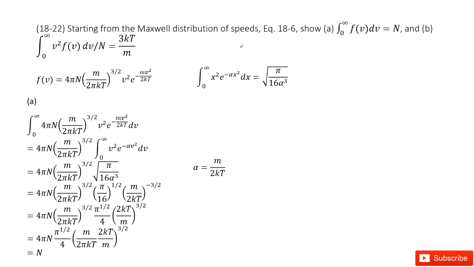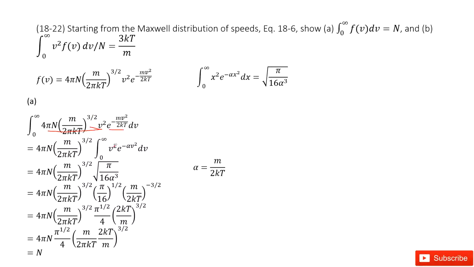And then we need to prove part 1. Part 1 is the integral of F(v) dv. So we write it. We input this F(v) inside. So this part is called F(v), right? And this part is dv. Now you can see this term is constant. It has no term called v, right? So this term, constant 4 pi n, this bracket, and then the power 3/2, we can put it out.